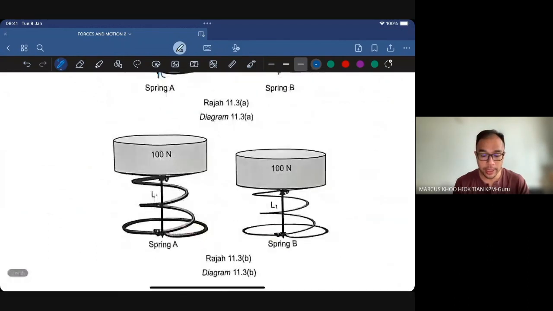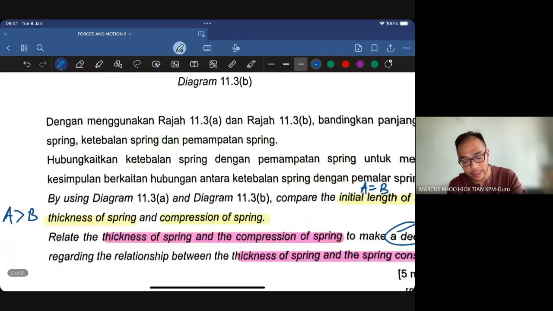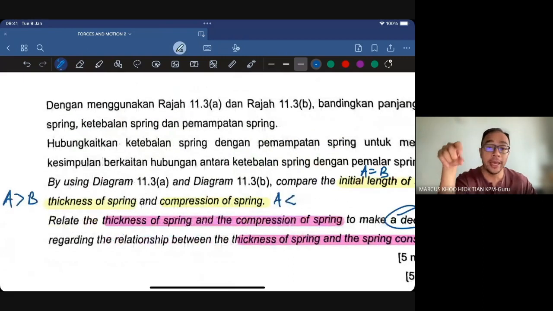Compression of the spring, take a look. Who is more compressed? Okay, be very careful. Siapa yang lebih dimampatkan? B has the bigger compression. Dia lebih turun ke bawah. So I'm going to write A is less than B. The compression of A is less than the compression of spring B.